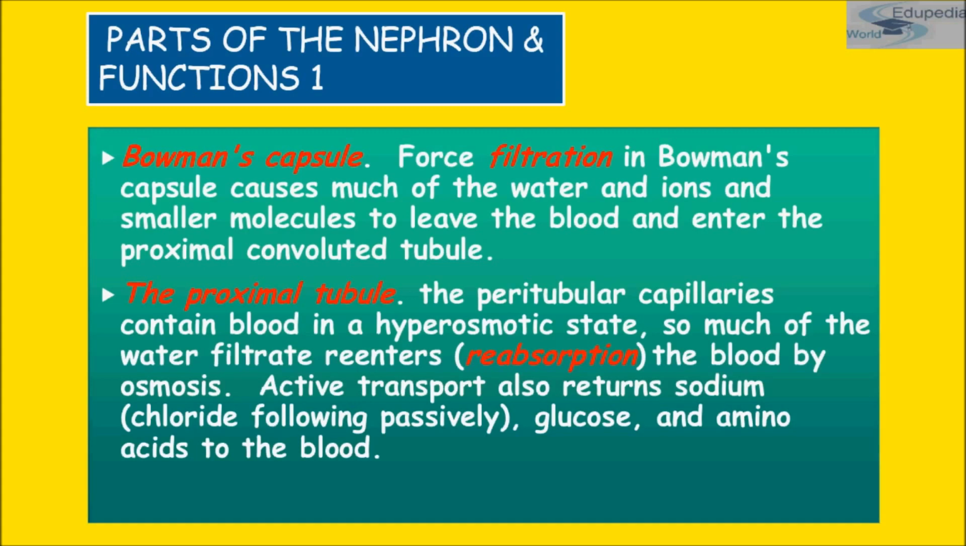See what happens in Bowman's capsule, as I have shown you in the diagram. Bowman's capsule is a cup-shaped, double-walled structure. Its outer wall is called the parietal epithelium, and it is made up of flat squamous epithelium. The inner wall is called the visceral epithelium, and it is made up of specialized cells called podocytes. Podocytes are modified squamous epithelial cells. They produce foot-like projections called pedicles, which extend up to the glomerulus.